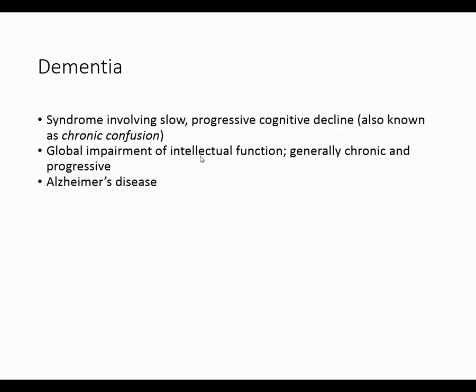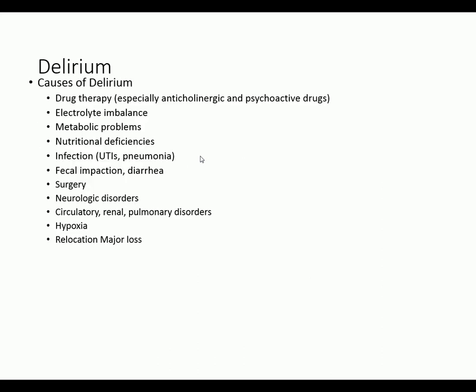Dementia is a syndrome that involves a slow progressive cognitive decline. It is global impairment of intellectual function, and the most common seen is Alzheimer's, and the second most common is multi-infarct dementia, which results from vascular diseases. Okay? And then you have delirium, which is an acute state of confusion that's usually short-term and reversible within 3 weeks or less. All right?